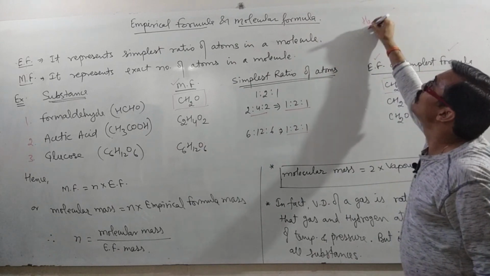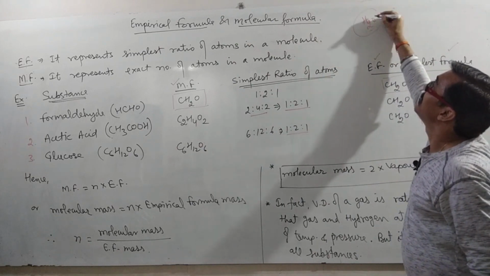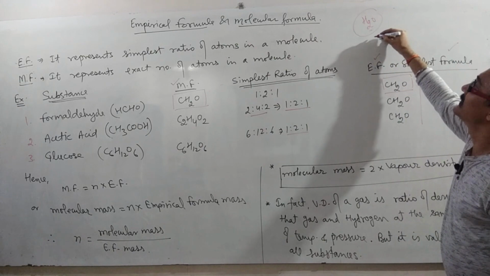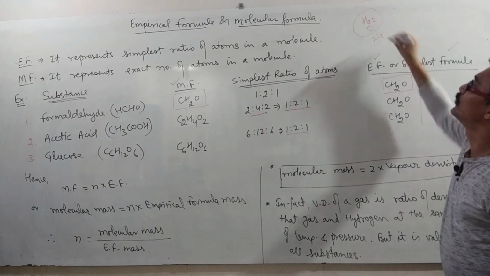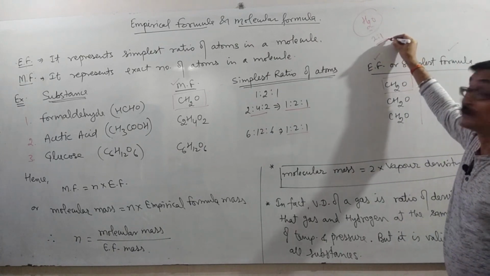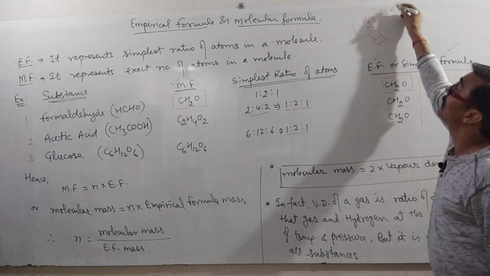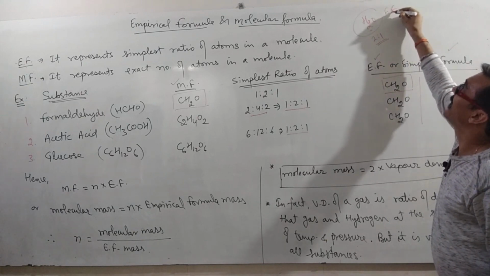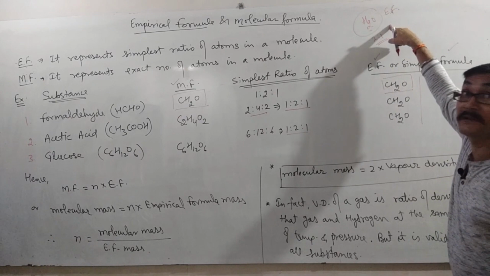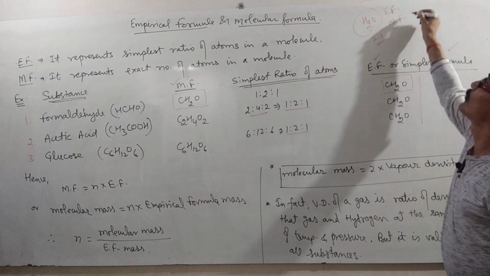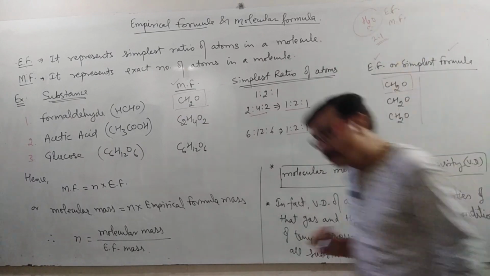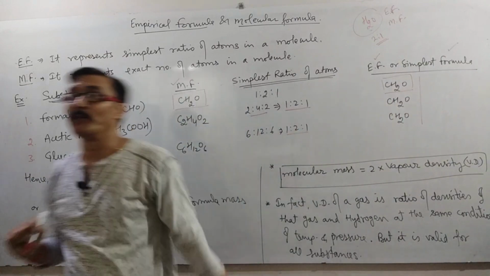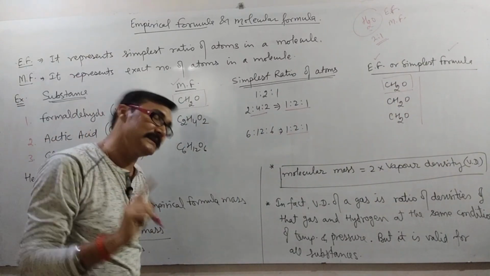In case of H2O, water, the ratio of hydrogen and oxygen is 2:1. It is the simplest ratio, so it is also the empirical formula, and it is also the exact number of hydrogen and oxygen in water. So it is the molecular formula also. So the molecular formula as well as the empirical formula of a substance may be similar.